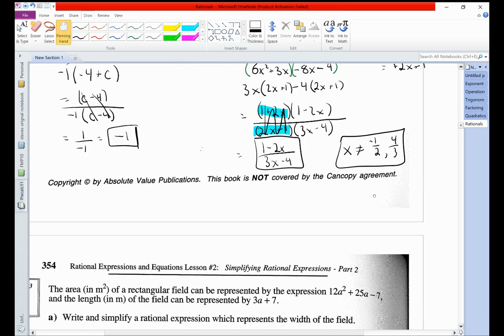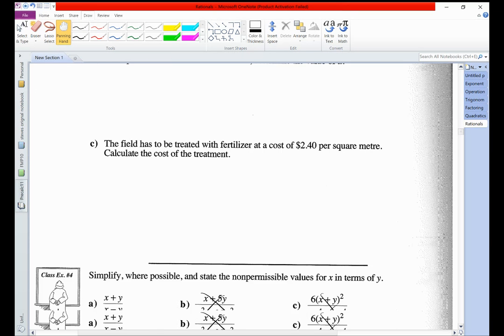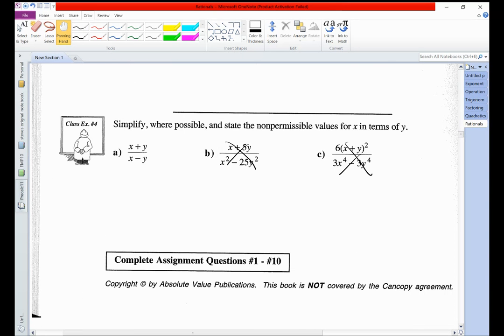Okay. There's a word problem here. We're going to skip through that. I'm not even going to do these last two. I just want to show you this last one here. It's x plus y on the top and x minus y in the bottom. So you can't really simplify anything. No simplification.